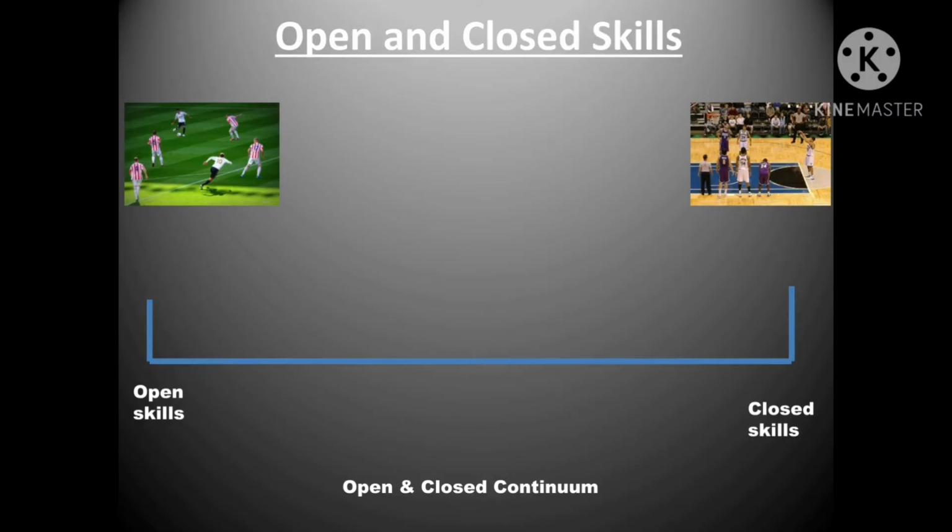Above the closed skill end of the continuum, you've got a basketball player, and they're taking a free throw, which is like a penalty shot, each worth 1 point. You can see that there are players there, but they can't do anything to distract the player. They can't get in his way. He has got time to take the shot to set himself up. Now, that's something he can practice in training, because the line is the same distance away. The basket is always the same height. So that really is a good example of a closed skill.